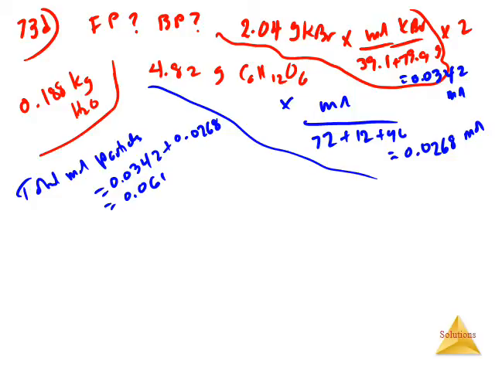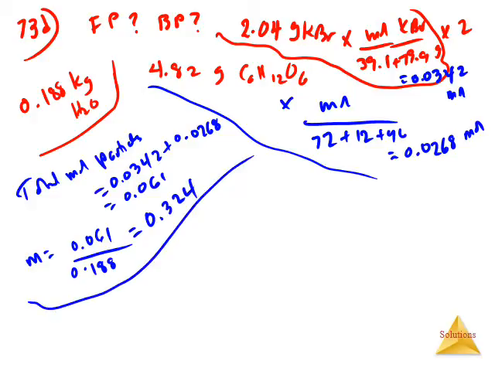And molality would be given by total moles of particles. So m would be defined as 0.061 divided by kilogram of solvent, which is 0.188. And this gives 0.324. So I got molality of total number of particles available in water solution. Now I can calculate boiling point elevation as well as freezing point depression.